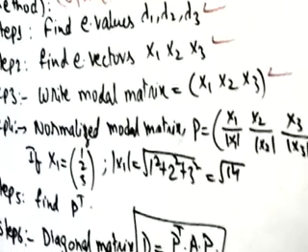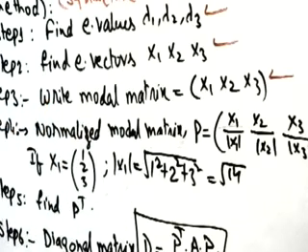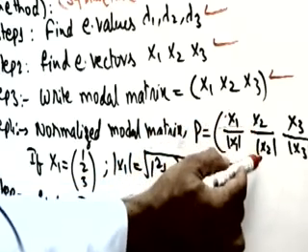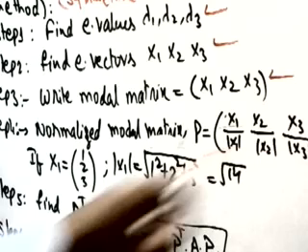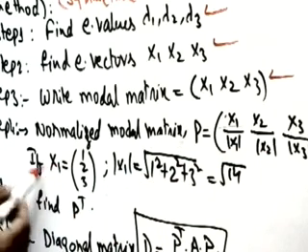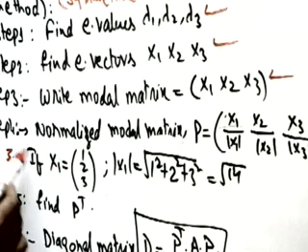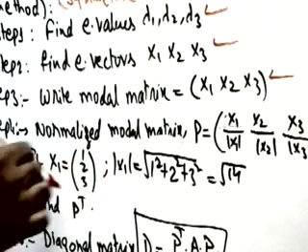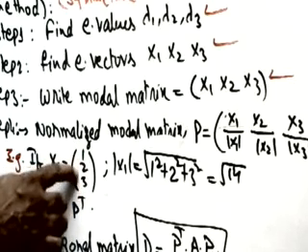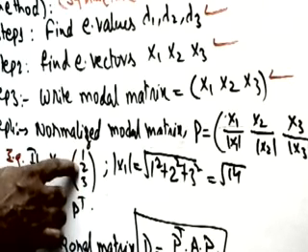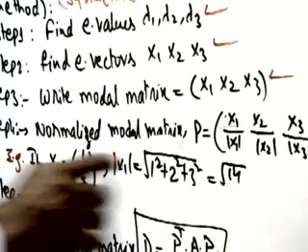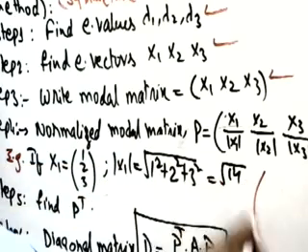Now only two steps will be changed. The first is the normalized model matrix. What is the normalized model matrix? Its formula is x1 by mod x1, x2 by mod x2, x3 by mod x3. How to find the mod? Suppose here I wrote an example. If x1 equals 1, 2, 3, then mod of x1 will be the square root of the sum of squares, that is 1 square plus 2 square plus 3 square. This is root 14. So we have to divide by root 14.